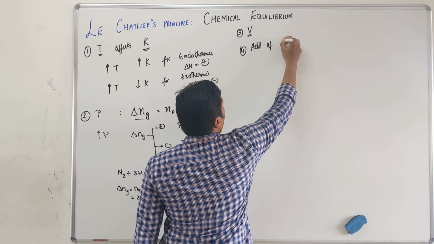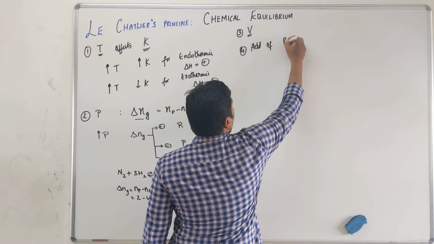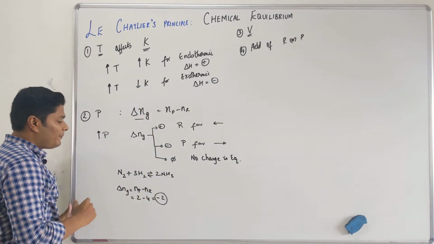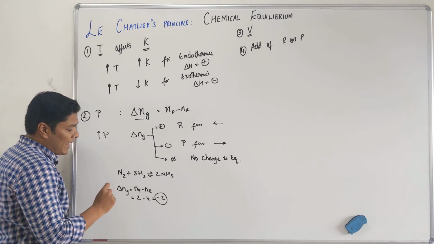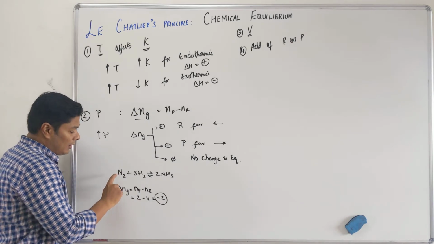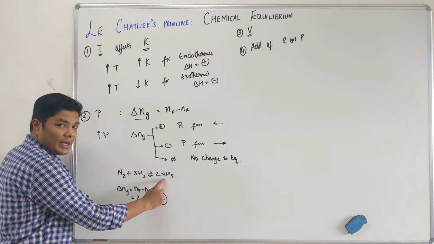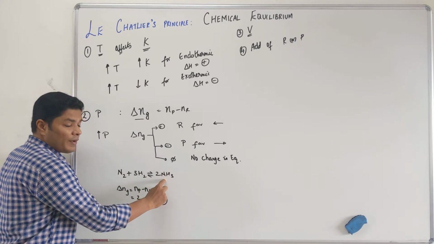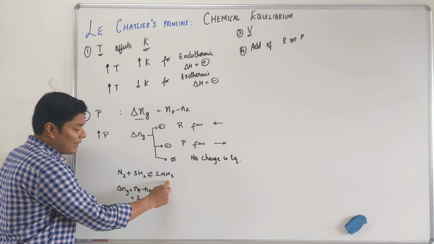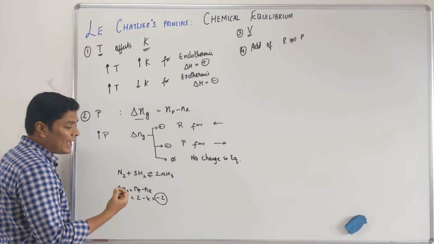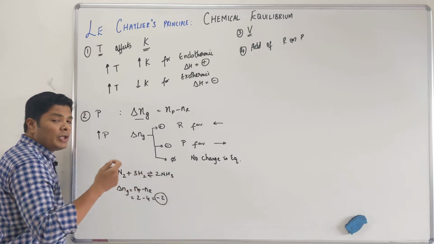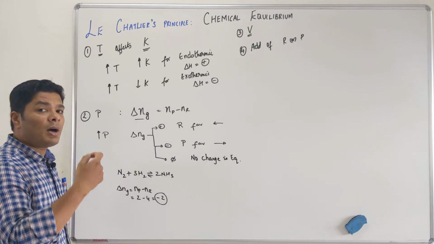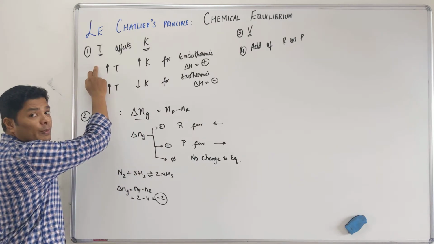Addition of reactant or product. This is straightforward. If you add ammonia, obviously I'm going to increase the amount of ammonia, so it will try to come back. Why? What happens when you add ammonia? Your equilibrium constant is product over reactants. If you add products, the equilibrium constant does not change because the equilibrium constant changes only with T.